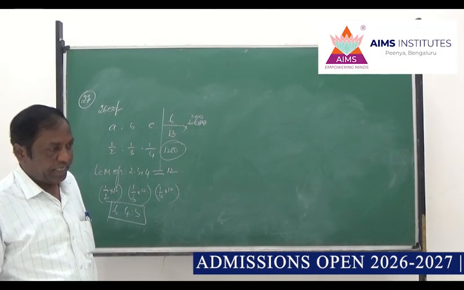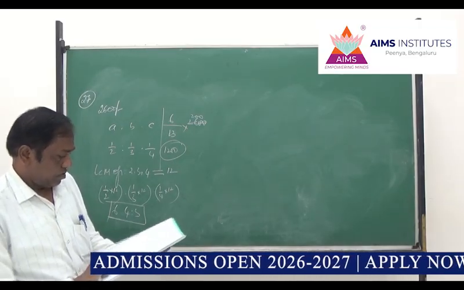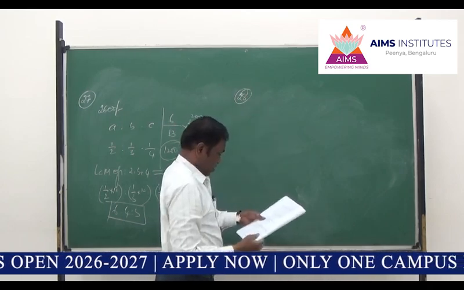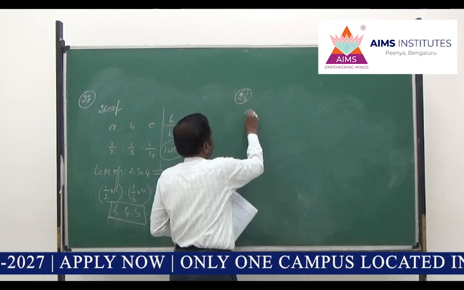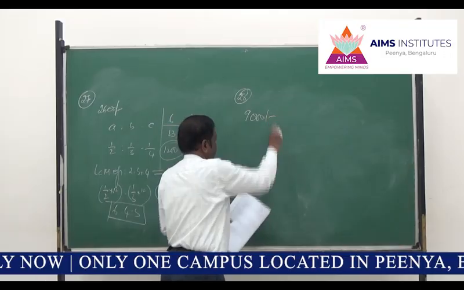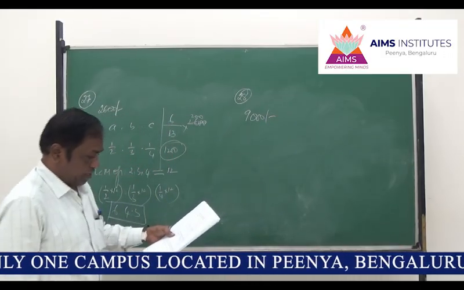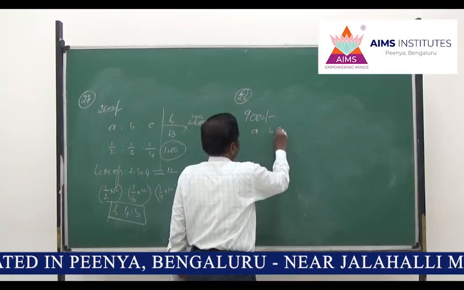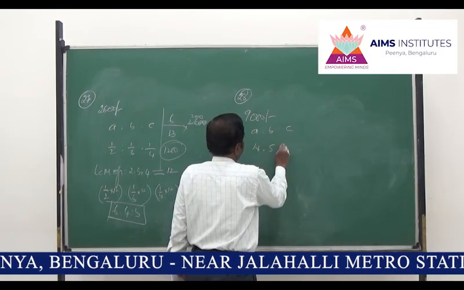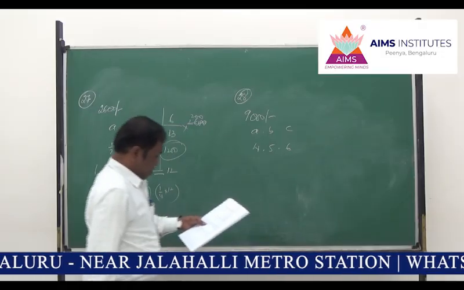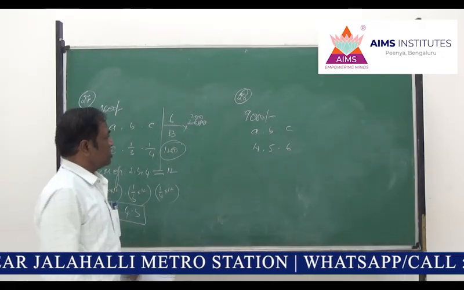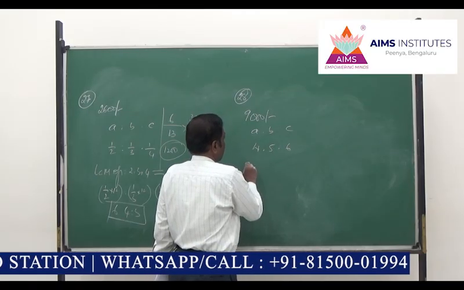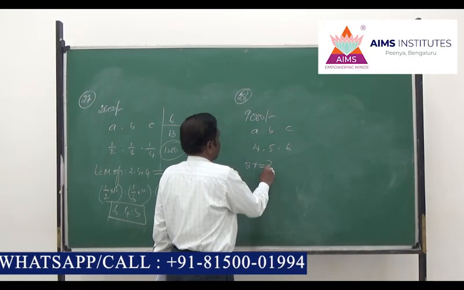Question number 28. A sum of rupees 9,000 is to be distributed among A, B, C in the ratio 4 is to 5 is to 6. What will be the difference between A's and C's share? Difference between A and C. It means 2x.